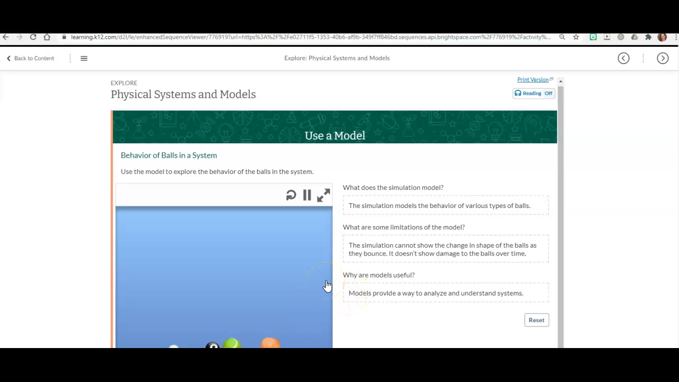They provide a way to analyze and understand systems. So this last part here I would put in your notes as well. Okay, models are useful because you can analyze and understand systems.